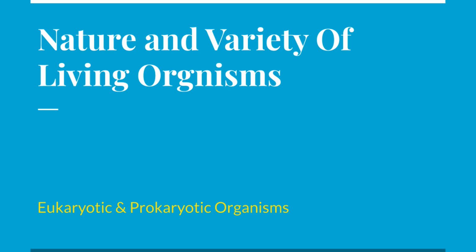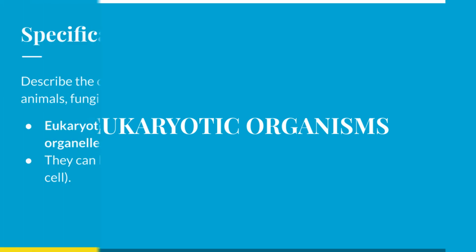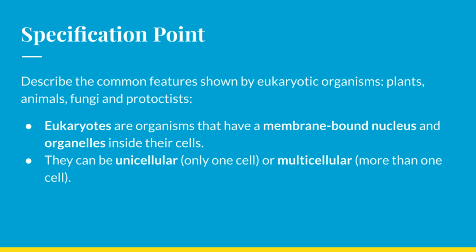In today's video, we're going to study the nature and variety of living organisms, and we're going to look at eukaryotic and prokaryotic organisms. So we're going to start with the eukaryotic organisms. What is required is that by the end of this first section, you should be able to describe the common features shown by eukaryotic organisms: plants, animals, fungi, and protoctists. Now, eukaryotes are organisms that have a membrane-bound nucleus and organelles inside their cells. These organisms can be unicellular, having only one cell, or multicellular, having more than one cell.